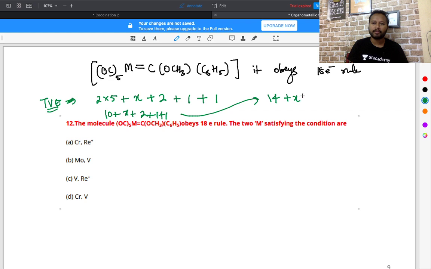That means how much should this X be? This X should be equal to 4 more, right? Yeah, it should be 4 more. So where will you get 4 more electrons? I think we have done it in a wrong way. One minute.